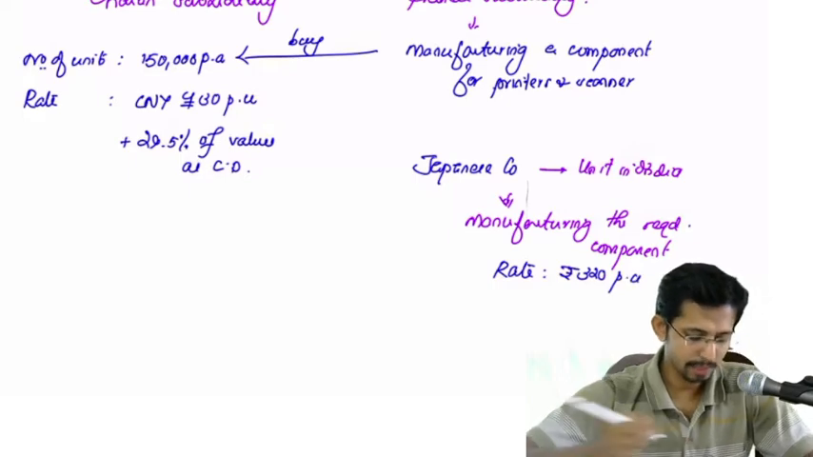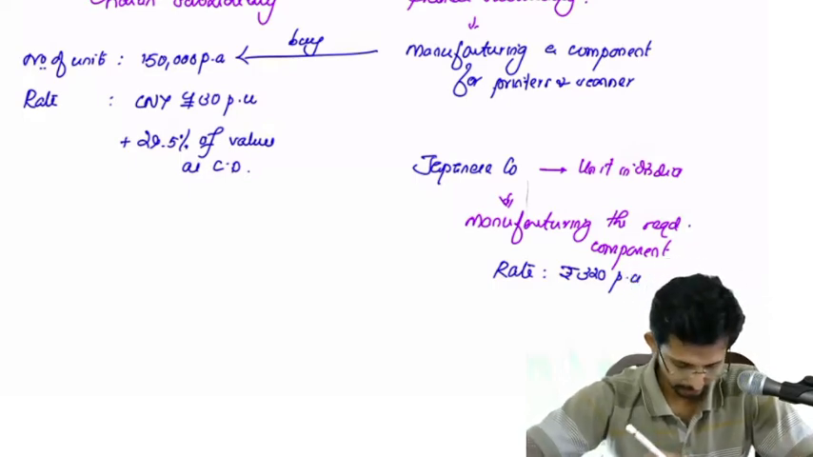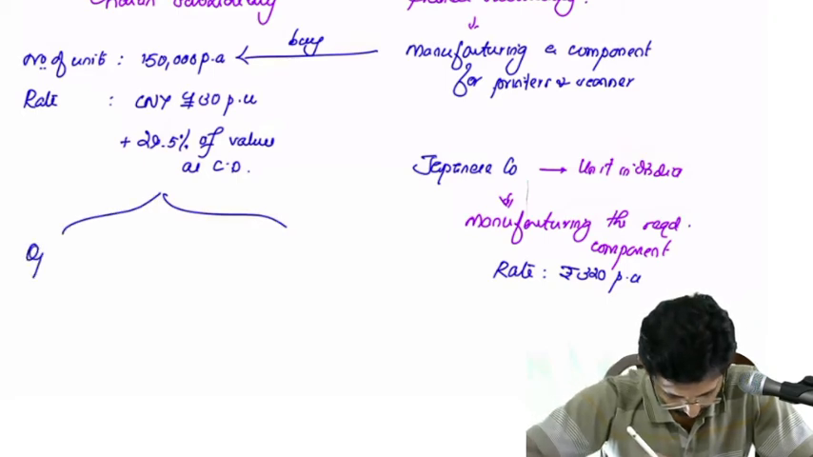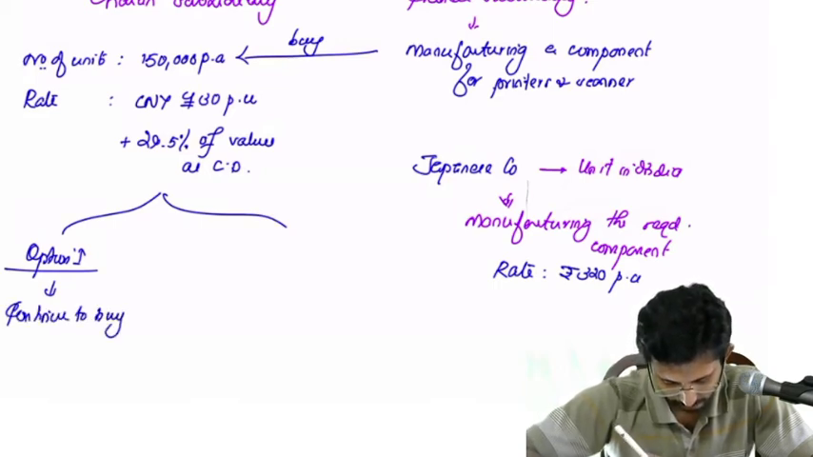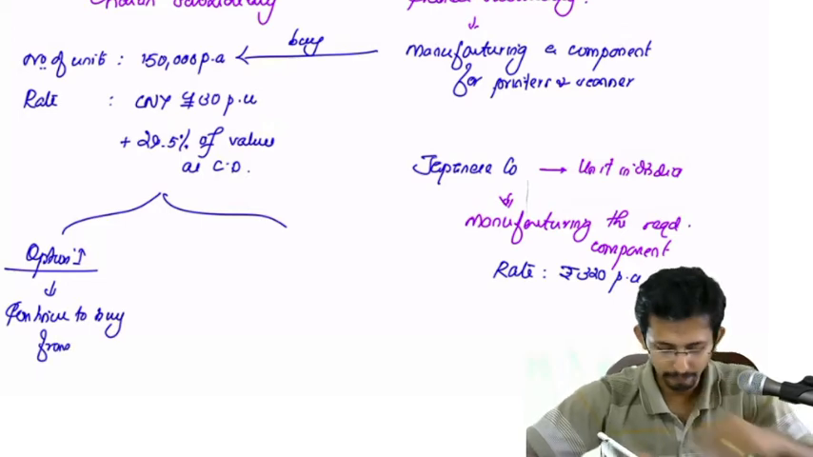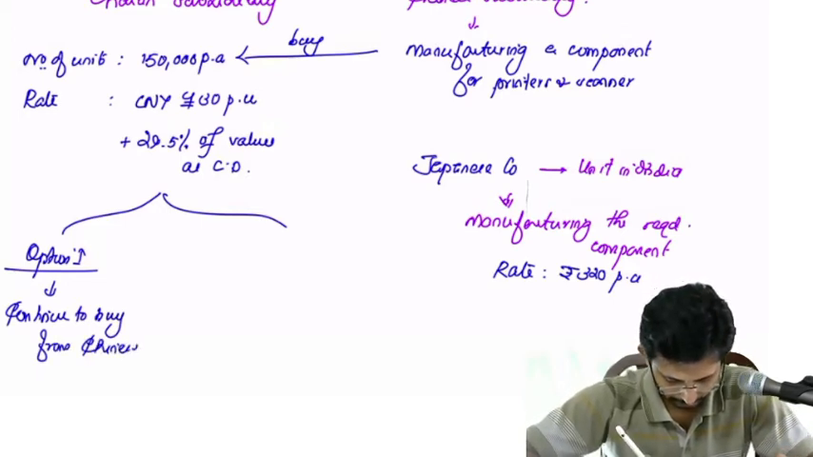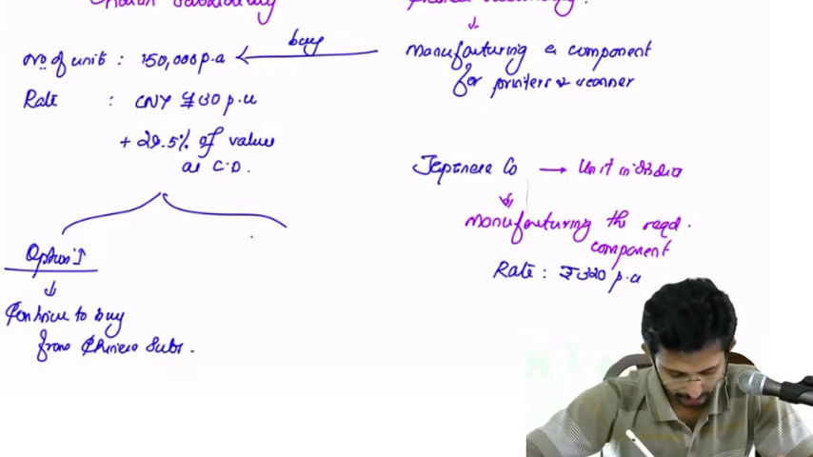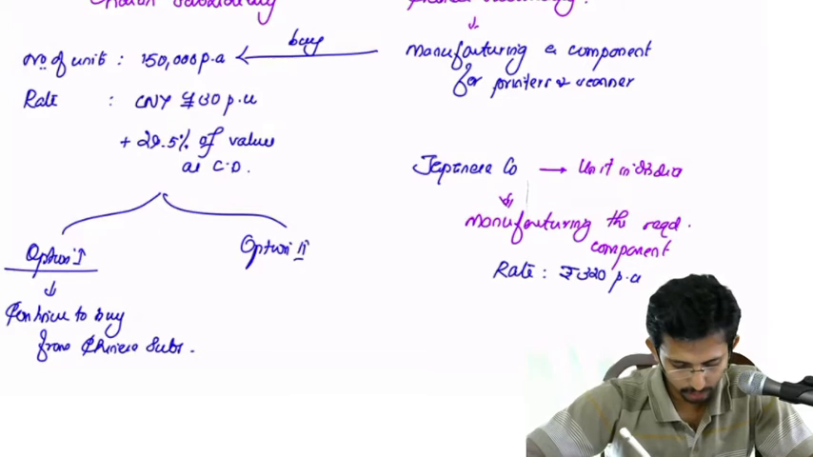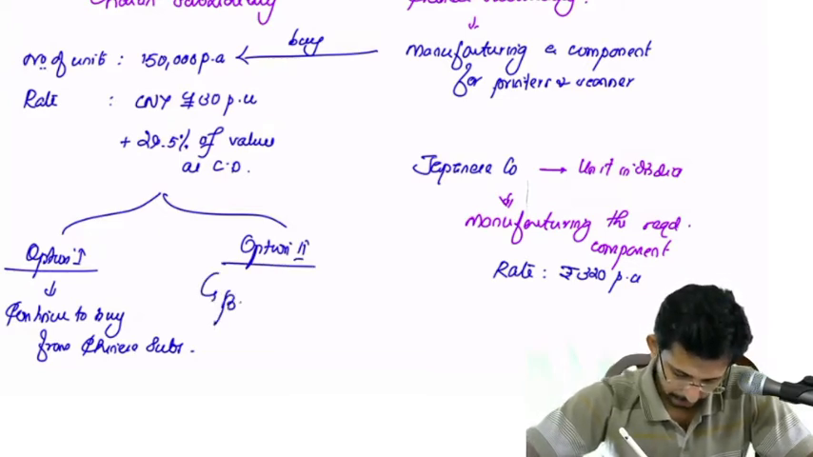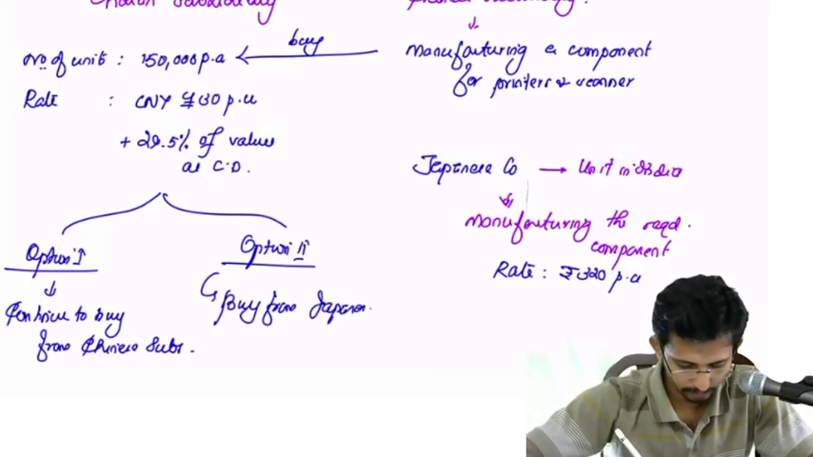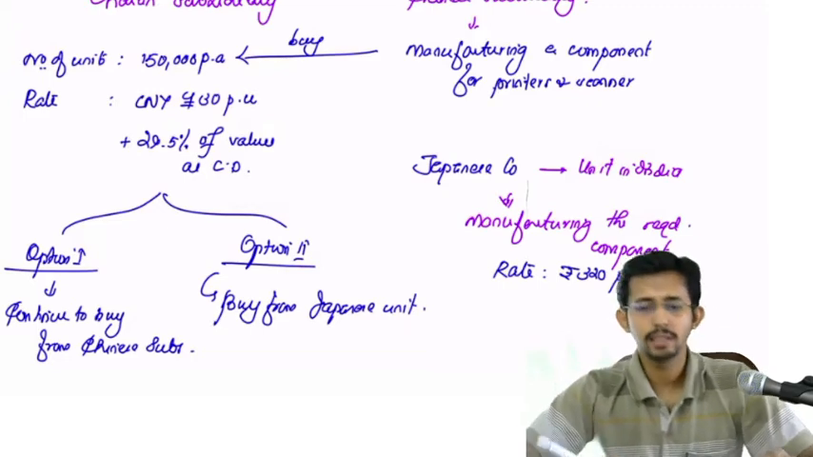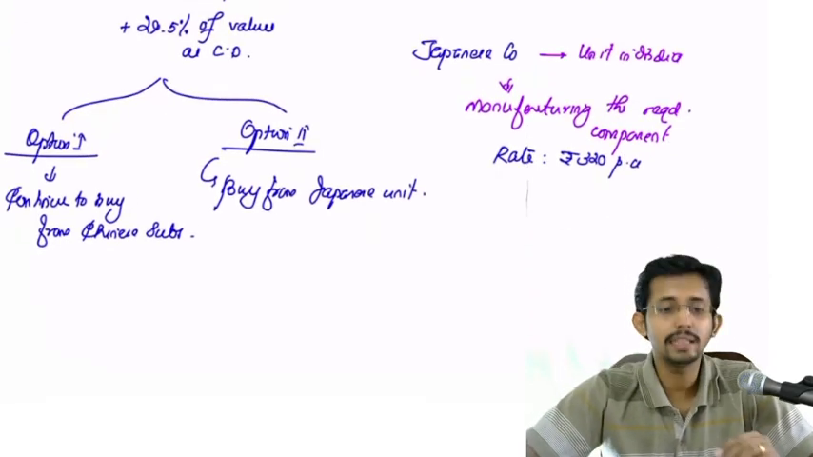So now the Indian subsidiary has two options. Option number one, continue to buy from the Chinese subsidiary. Option 2, buy from the Japanese unit. Is it clear? So these are the two options that the Indian subsidiary has.